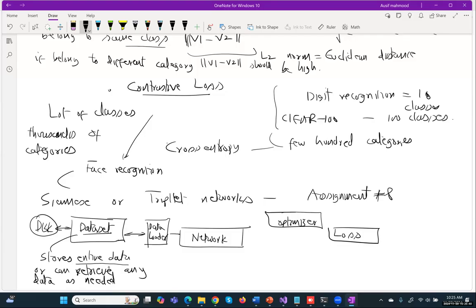Okay, and then the data loader will basically go to the data set, bring a batch of data, and feed this batch of data to the network so that it can be trained.